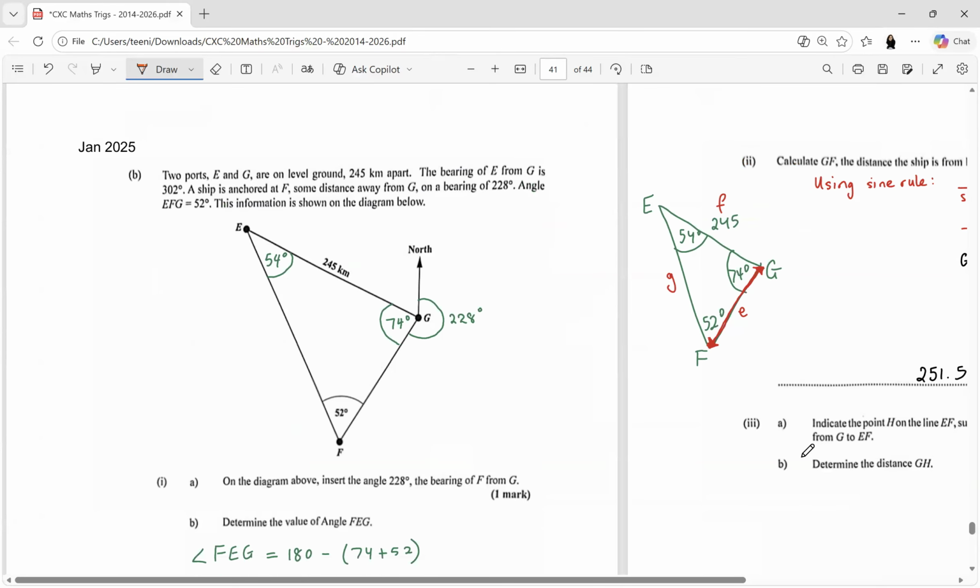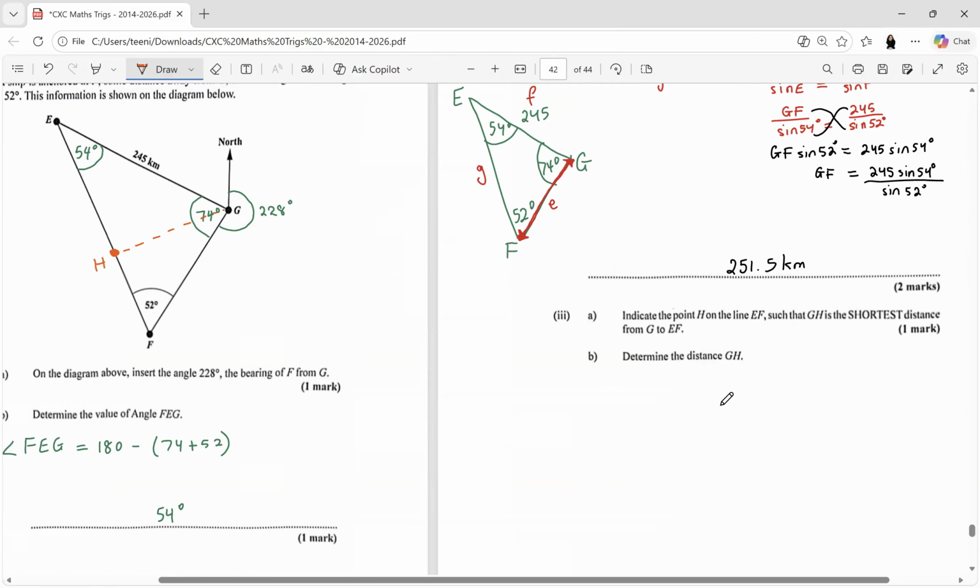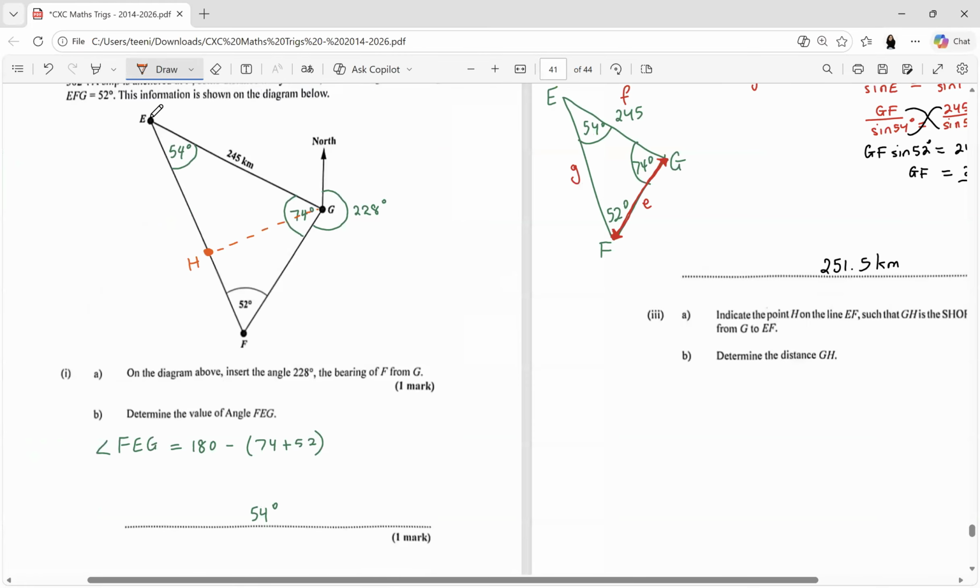All right, so if I put the point H here, then this is going to be the shortest distance of G to EF, to the line EF. This is the line EF here. I put the point H on it so that GH joins here. And now that distance GH is the shortest distance from G to the line EF. The shortest distance between any 2 points is a straight line.